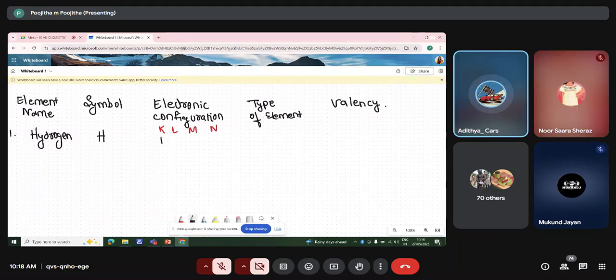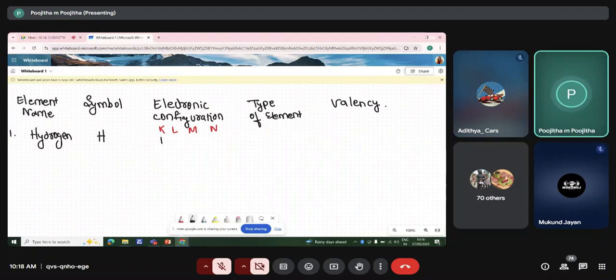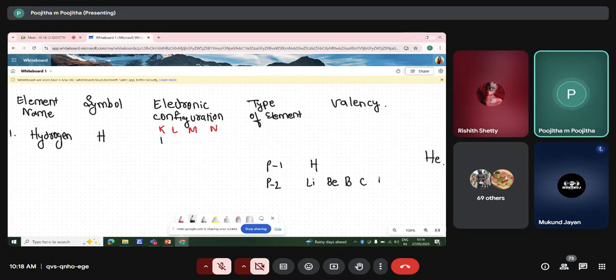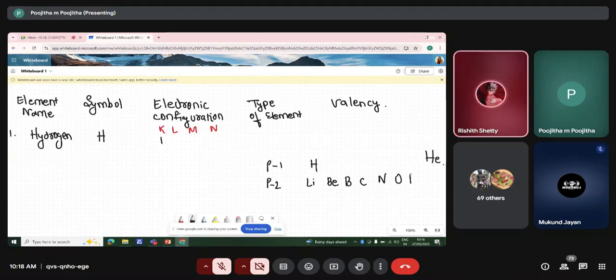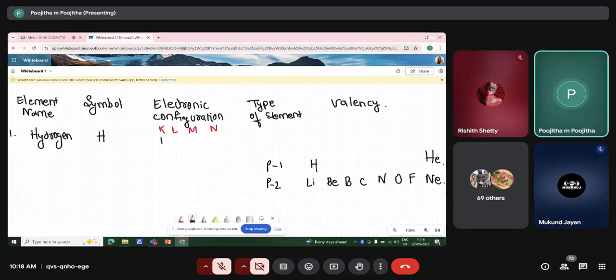Ma'am, but we don't have our textbooks. Okay, you don't have your textbook. Last year also you learned, right? In the periodic table, period number 1, there is hydrogen, there is helium, correct? In period 2, you will start with which element? Lithium, then beryllium, boron, carbon, nitrogen, oxygen, fluorine, then neon.